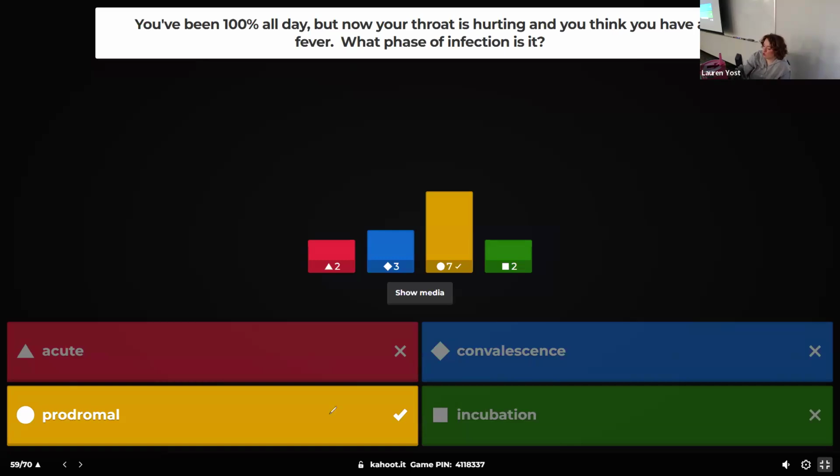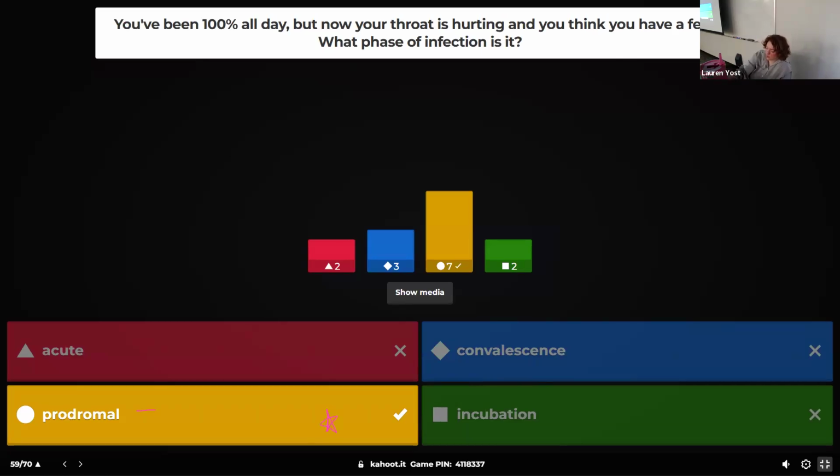Alrighty, so this would be the prodrome or prodromal phase. This is the first time you start seeing signs or symptoms. The acute phase, also known as the infection phase, is essentially the full-blown illness at its worst. Convalescence is when you get better.